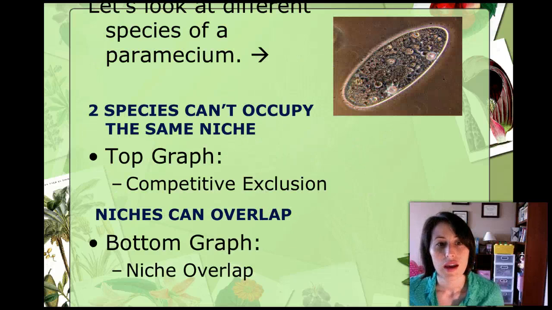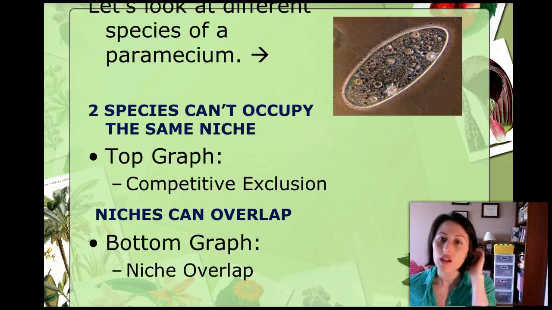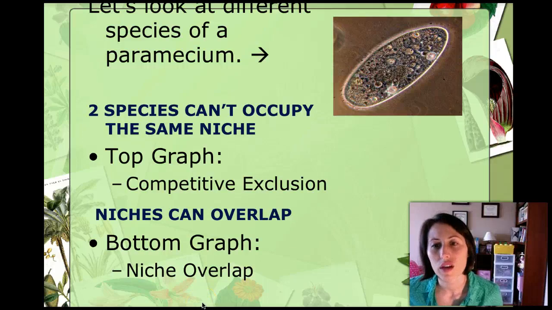So let's look at an example. Okay, so this is called a paramecium. It's a single-celled organism. In this graph that I'm about to show you, I'm showing you that two species cannot occupy the same niche. So in the top graph, you're going to see competitive exclusion, where one species is actually eliminated because they overlap too much. In the bottom graph, I'm going to show you there's niche overlap, but those two species can actually coexist together.